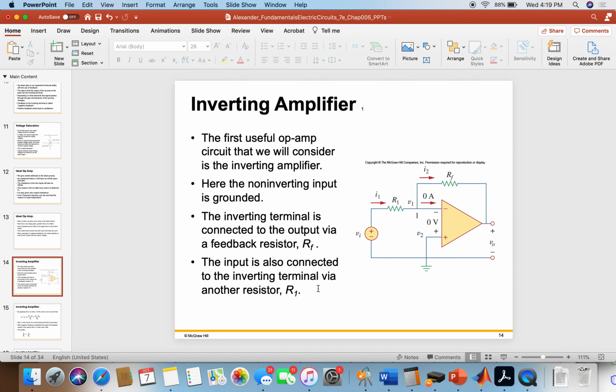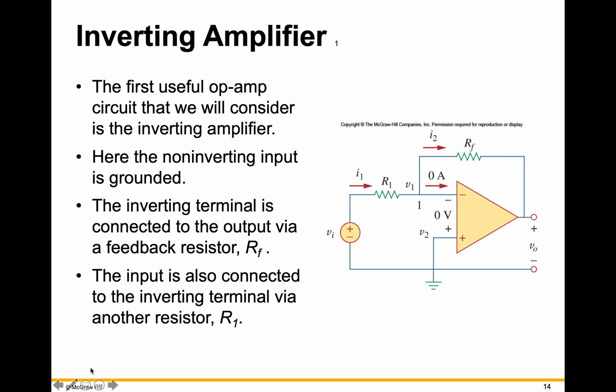So if we look, let me get this up into full screen mode so that I can make some annotations. If we look at this node right here, we have 3 branches that connect to that. We have the branch that's bringing in current I1, we have the branch with current I2, and then we have this branch going into the inverting input, which has a current of 0 amps because our amplifier is ideal.